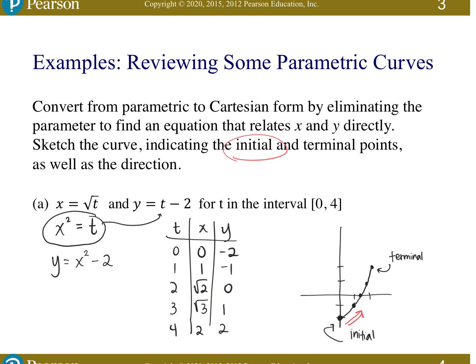So we just took a parametric equation, converted it to Cartesian, it's going to be a parabola, and then created a graph. Okay, this is all review stuff. Are we okay on that? Any questions so far?